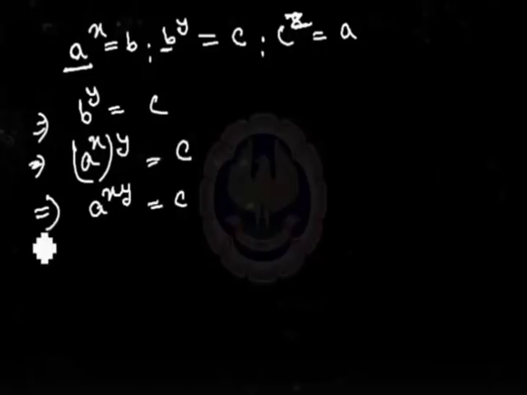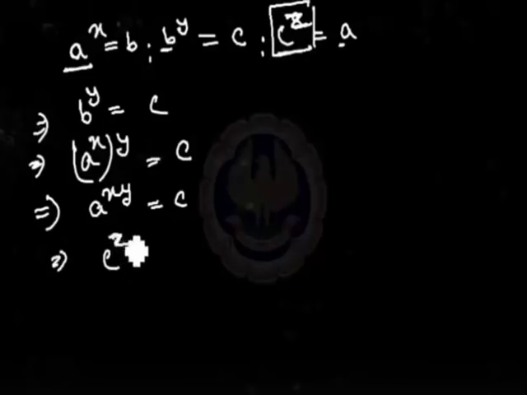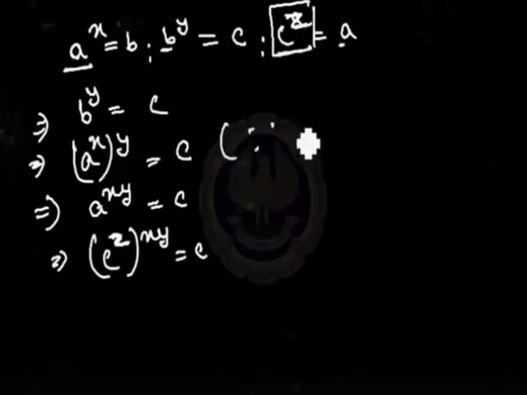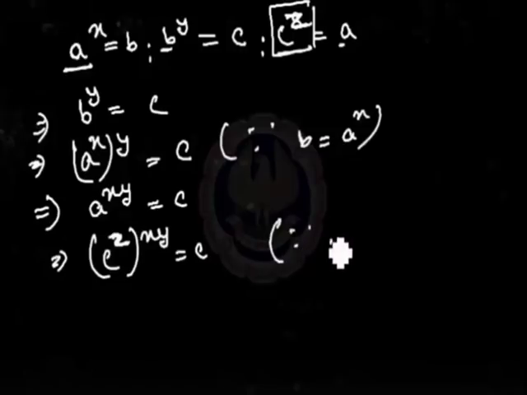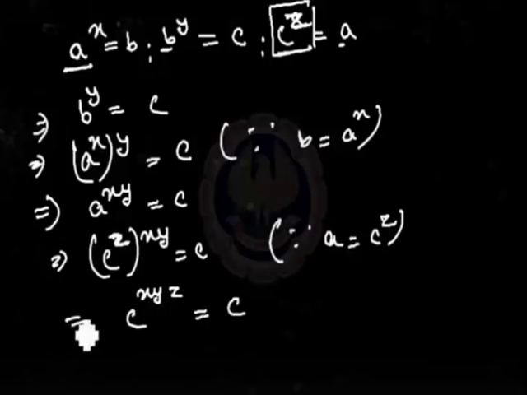Agreed? Again, in place of a, we can put c^z. So we'll put (c^z)^(xy) is equal to c. Let me write it now. Since b is equal to a^x, I'm putting this value here, since a is equal to c^z. So this comes as c^(xyz) is equal to c^1.